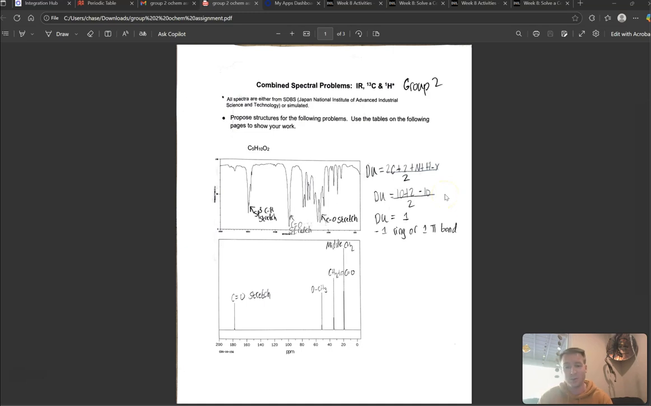The formula is 2 times the number of carbons plus 2 plus any nitrogens minus any hydrogens minus any halogens, all over 2. With it, we start off with 2 times the number of carbons, which is 5, is 10, plus 2 minus 10, the number of hydrogens present, is going to be 2. 2 over 2 equals 1. So that means there's 1 degree of unsaturation, so it's going to be either 1 ring or 1 pi bond. If we look at the IR spectrum, which I'm going to discuss next, it shows a strong CO stretch, indicating a carbonyl group, not a ring.